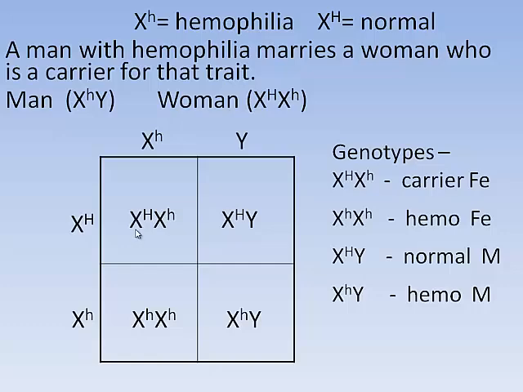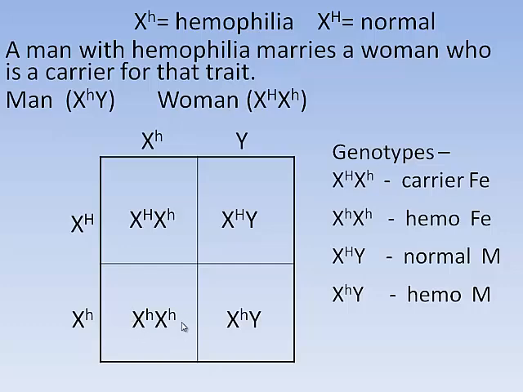So let's look at the situation. This is going to be a female. She has two X's. She's heterozygous. She has a dominant and a recessive allele. So she's not going to have the trait, but she's going to carry it. So she's a carrier female. Here we have a male who's normal. He has one X chromosome, and he has a dominant version of the gene. So he's a normal male.